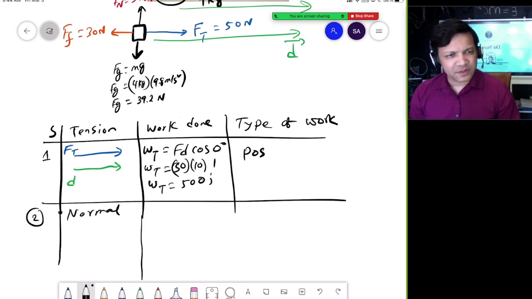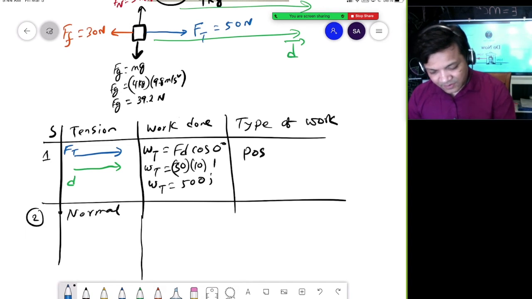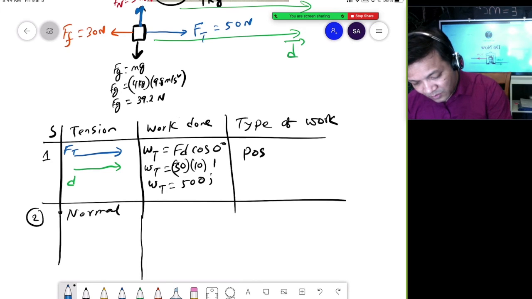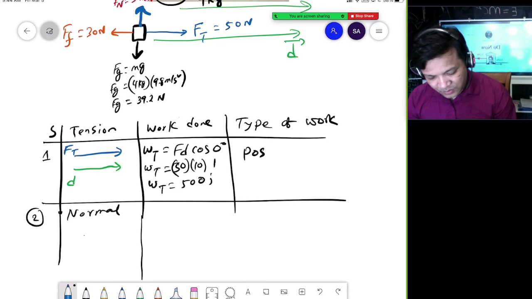What is the direction of the normal force? The direction of the normal force is perpendicular. As you see, the direction of the normal force is perpendicular. Let's make it blue. So you're going to put the direction of the normal force perpendicular. You're going to call it Fn.